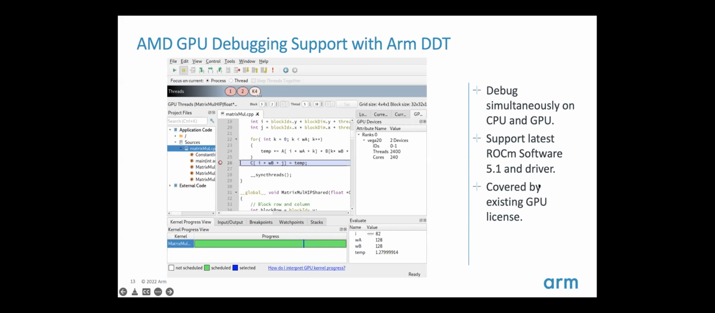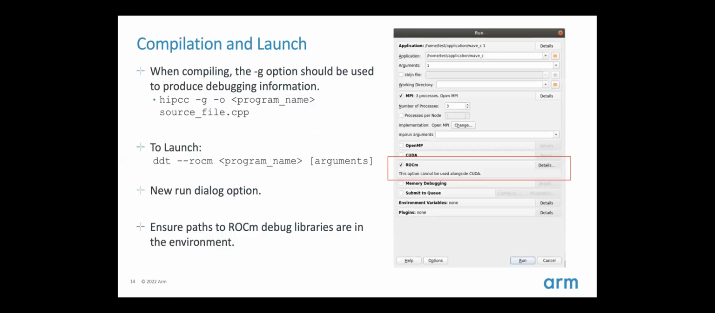This is covered by existing GPU licenses. If you're not familiar with Forge and their licensing, the way it works is you can buy different packages. And if you get the GPU package, which used to just be CUDA, now the AMD ROCm is covered in that. When you build and launch your software, it's relatively easy. We're trying to make this as simple as possible to use. If you use the -G option, that gives us the debug symbols and allows us to relay everything back to source code.